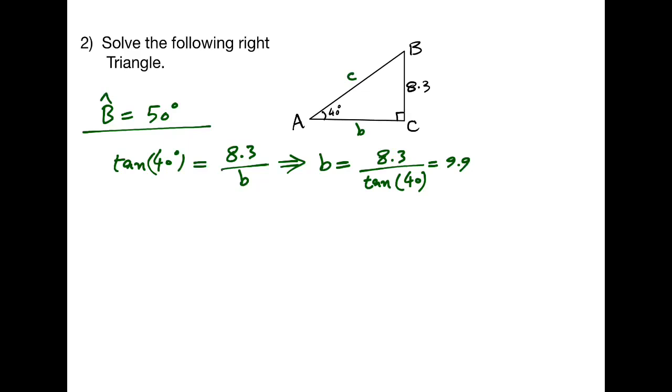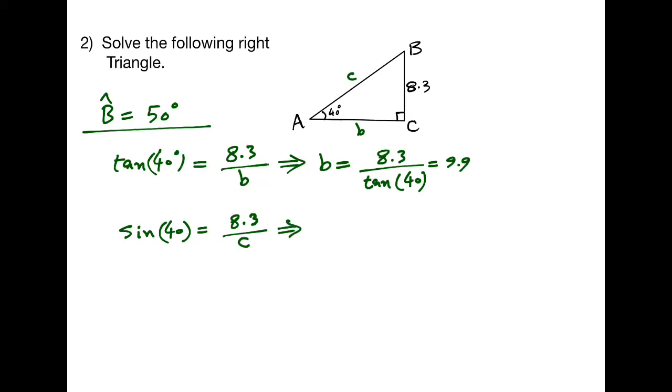To find the hypotenuse, again, you have two options. You can use either the Pythagorean theorem, or you can use one of the trig ratios. I'm going to use a trig ratio. I can use either sine or cosine, and I'm going to go with sine. So sine of angle A, which is 40 degrees, equals opposite divided by hypotenuse. So 8.3 divided by C.